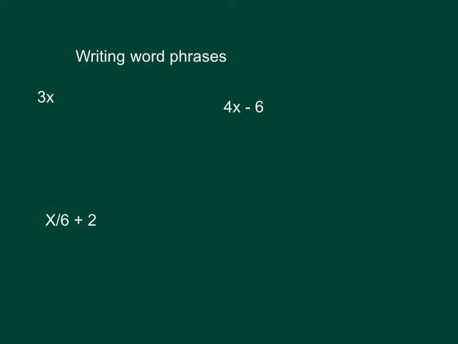Now we're going to write word phrases. There are many possibilities when you're writing word phrases. For example, addition: there are so many words that mean addition. Plus, add, more than. And you can use any of them that you like. The first one, we have 3x. When there's a number next to a letter in algebra, it means multiplication. So I can write 3 times a number x. I can write triple a number x. Triple means you're going to multiply by 3.